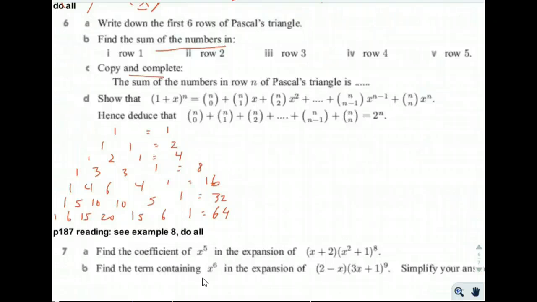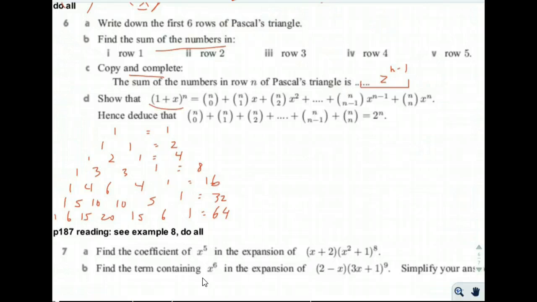Copy and complete: the sum of the numbers in row n of Pascal's triangle is, and we could say that like in row 1 it's 1, in row 2 it's 2, in row 3 it's 4, in row 4 it's 8. So maybe we could say that it's 2 to the n minus 1.